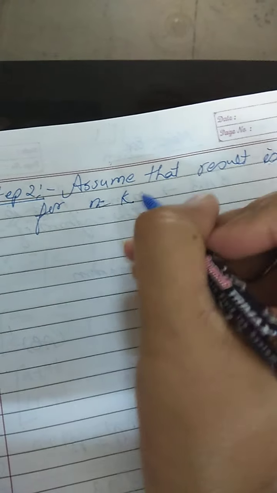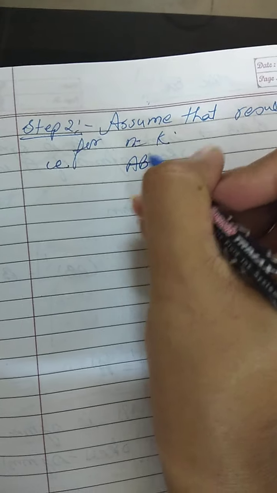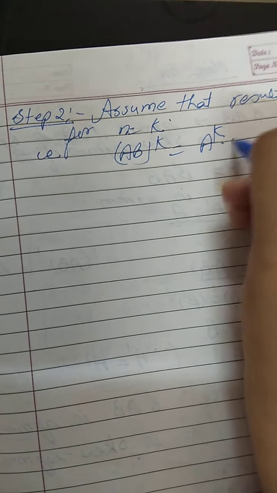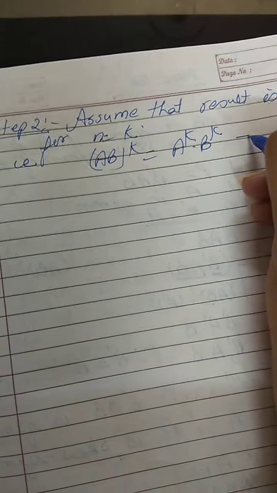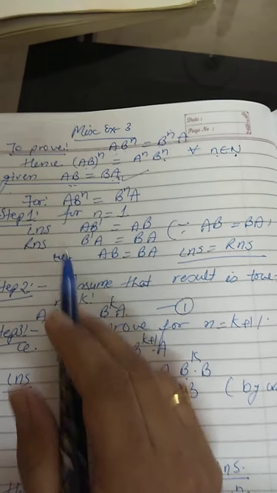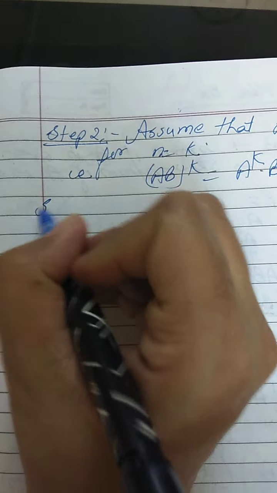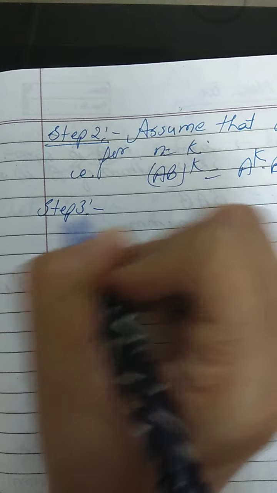n equals to k. Okay, so it implies (ab)^k is equal to a raised to power k, b raised to power k. We will mark it as 2 because already we have marked step 2 of the first part as 1. So here we will assume that (ab)^k is equal to a raised to power k, b raised to power k, let it be 2.